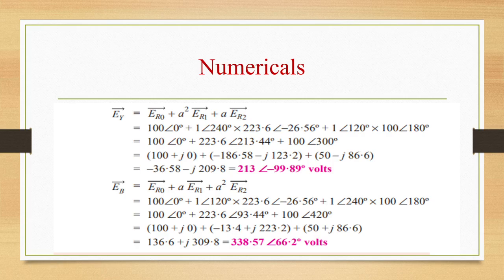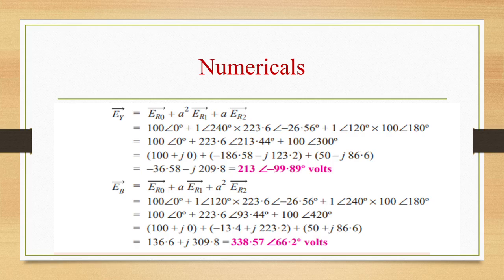See students, A square value you can take it as 1 angle minus 120 also or 1 angle 240, anything is same. So add them in rectangular form, converted into polar form. Rectangular form it is minus 36.58 minus j 209.8 and polar form it is 213 angle minus 99.89 volts.